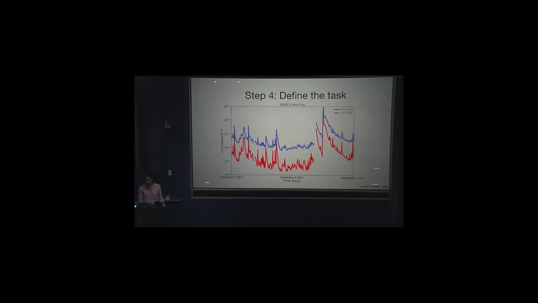Okay, the next step is to define the task. So this is a plot of the integrated solar X-ray flux as measured by the GOES satellite. On the y-axis is flux on a log scale. On the x-axis is time. The two different colors are two different wavelength bands. And when the integrated flux exceeds 10 to the minus 4 watts per meter squared, we call that a big flare, an X-class flare, and you can see that there was one right here. So our task is to try to figure out whether we can predict this flare up to 24 hours in advance. That's what we're trying to do.